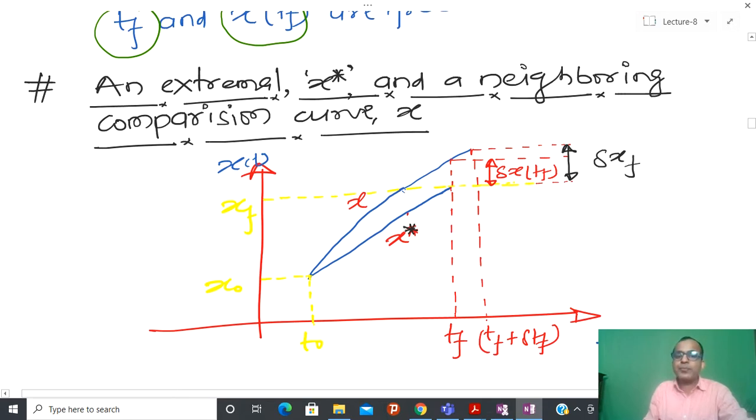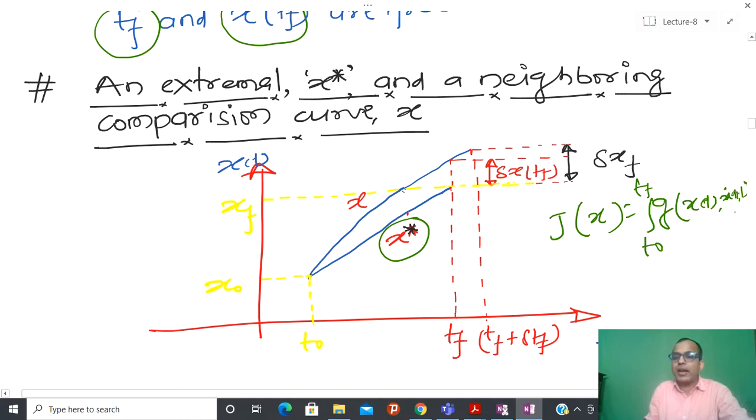First I have to assume that this particular trajectory from T0 to TF is the extremum for that particular functional, and the functional is J(x), which we define as the integral from T0 to TF of g(x(t), x dot(t), t) dt. So again the problem remains the same, but we are assuming that x star is the extremal trajectory, and x is the neighborhood trajectory of this.